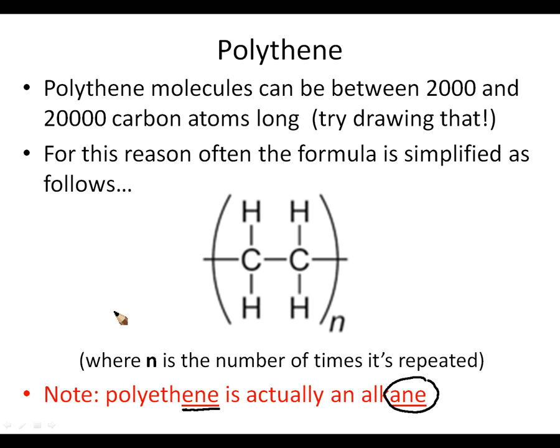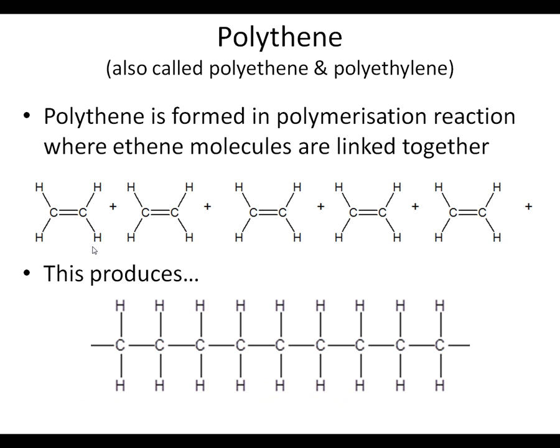And that's because if you go back to our prefixes, where we said meth, eth, prop, but, all of those prefixes, we don't actually have prefixes for things that are 2,000 or 20,000 long. So we name them based on the unit from which they were formed. So polyethene means it was made out of lots of ethene, alkene molecules, but now it's actually become an alkane. So it's worth just noting that too. And we'll go back just to make that a little bit clearer.